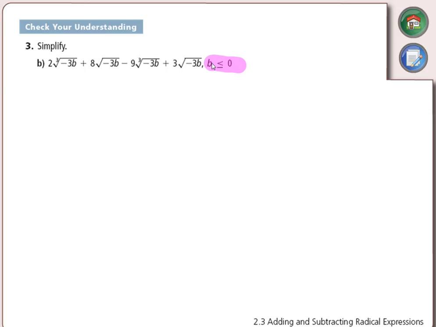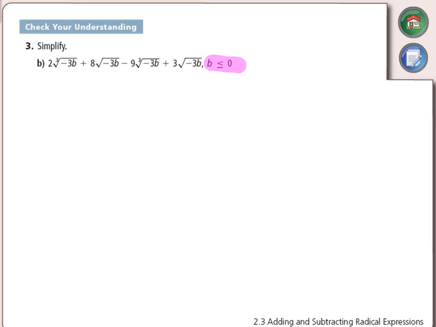All right, again, we're told b has to be less than 0 this time because we've got negative underneath each radical. And so we're saying, oh, it's got to be negative to make it a positive radicand. Okay, so we don't have to worry about that right now. Hey, they all have the same radicand. But wait, they're not all like terms.